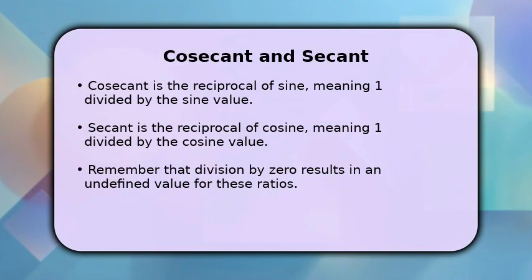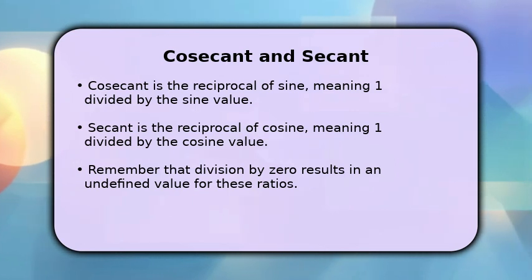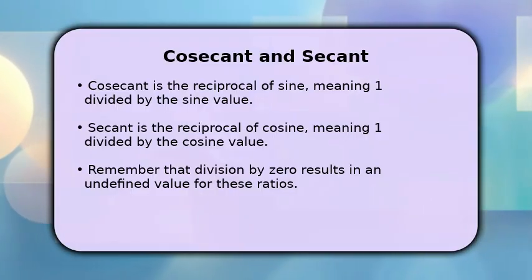Finally, let's complete our table with cosecant and secant. Cosecant is the reciprocal of sine, so you'll take 1 divided by each sine value. Similarly, secant is the reciprocal of cosine, meaning 1 divided by each cosine value.